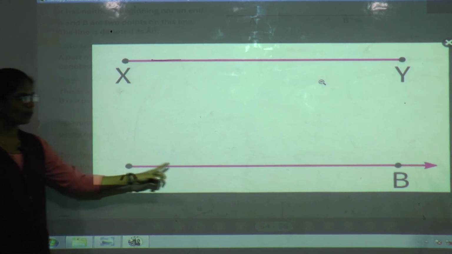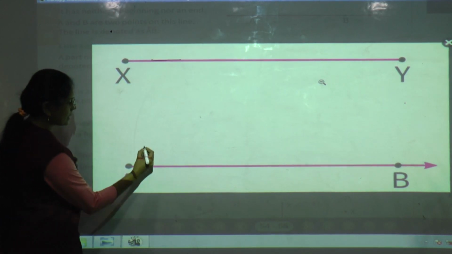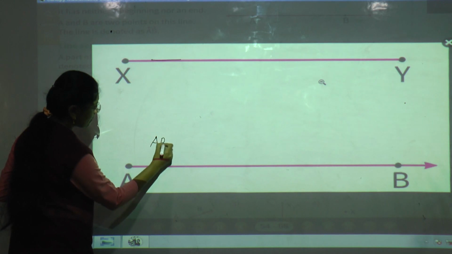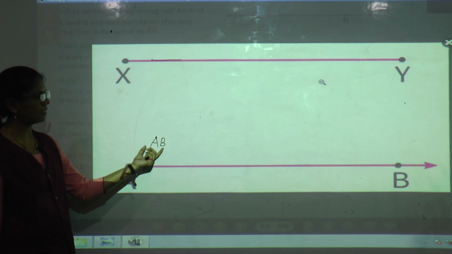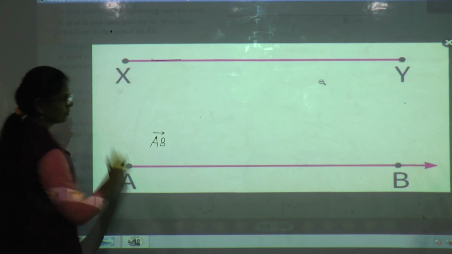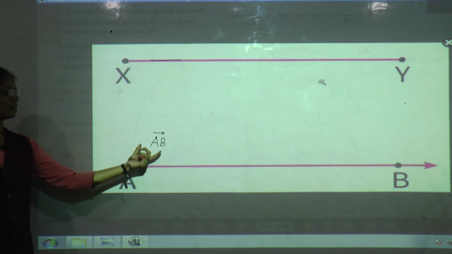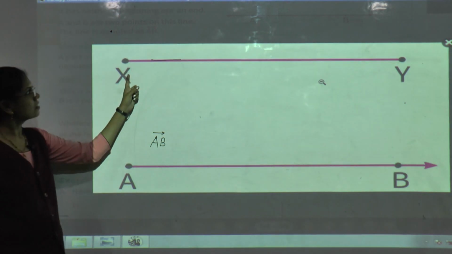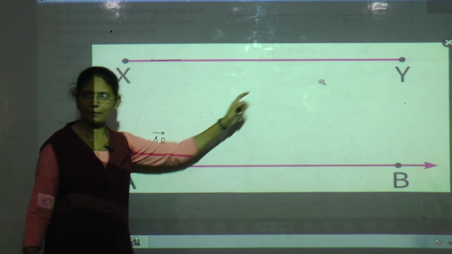Now how can we represent the ray? Yes, the name of the ray is AB, and at the top of the AB we should give its symbol in this way, arrow. Okay, this is ray AB and this is line segment XY.